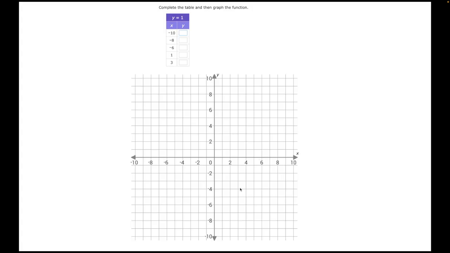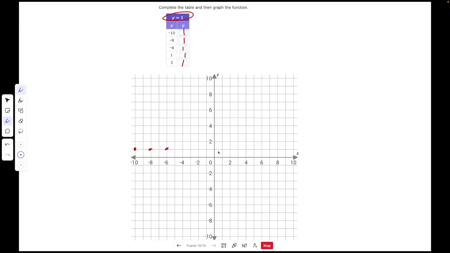All right, now that you've had some time to work on this problem, let's check your answers in 3, 2, 1. All right, so the problem says y equals 1, so 1, 1, 1, 1, 1, and then when you graph this, -10, 1 goes here, -8, 1 goes here, -6, 1 goes here, 1, 1 goes here, 3, 1 goes here, and we have our flat horizontal line.